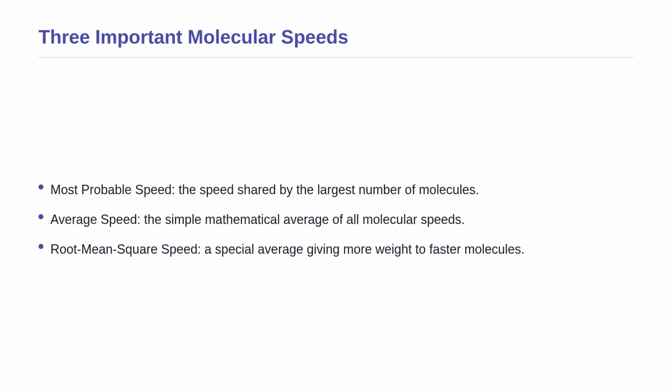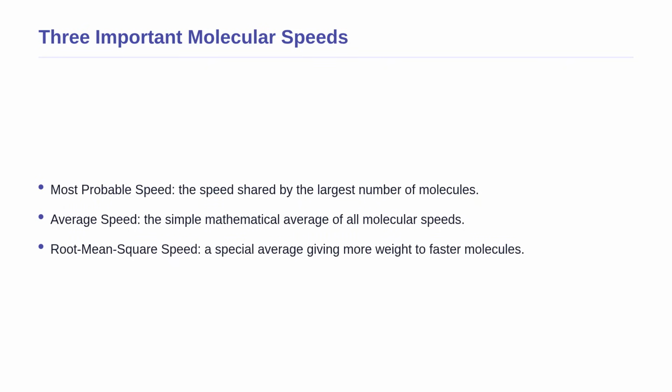Looking closely at that distribution curve now, we can identify three very important types of speeds. The first is the most probable speed. This corresponds exactly to the highest peak of the curve. It is the most common speed, just like the most common speed of cars on a highway.